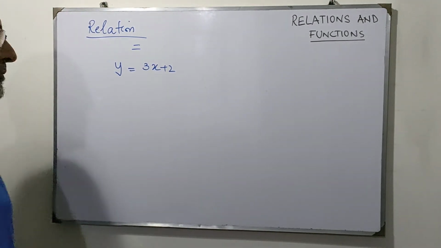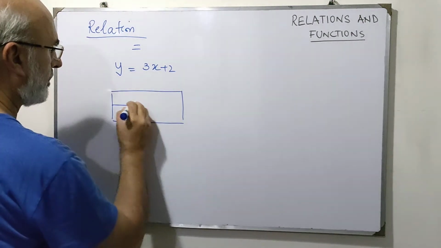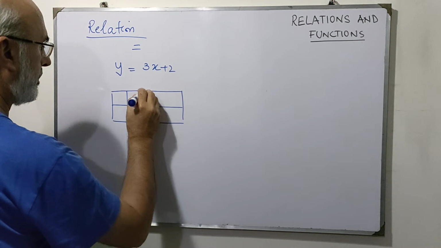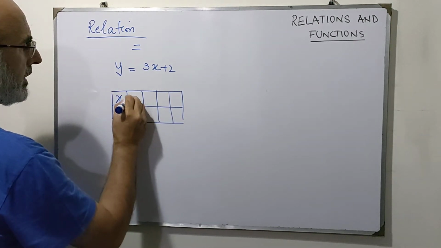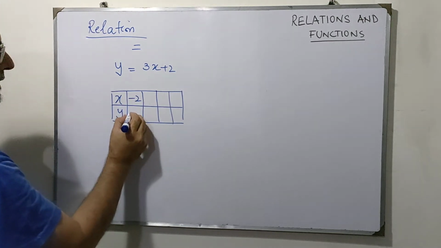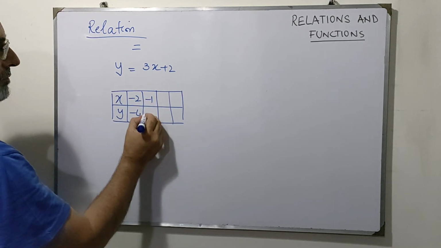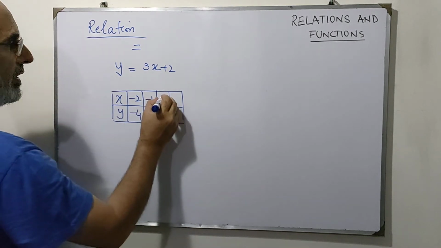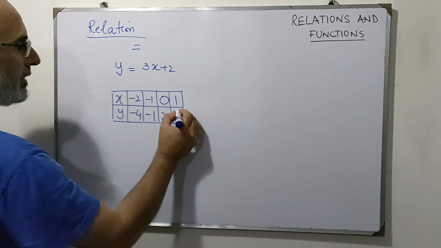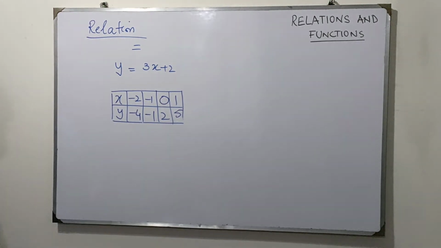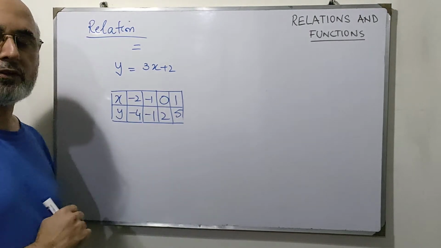So let's make that table. Okay, x, y. I take x as minus 2, and what do I get here? Minus 4. I take x as minus 1, y is minus 1. If I take x as 0, y is 2. Take x as 1, y is 5. Okay. So it's a tabular form, and it's a relation of x values with the y values.